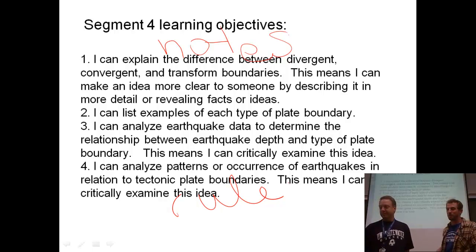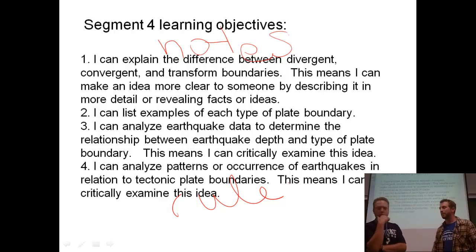Some of the things you should be able to accomplish by the end of this activity: you're going to be able to explain the difference between divergent, convergent, and transform boundaries. They did divergent in the last one, and convergent too. And we're going to get to transform in this one. Then you're going to be able to list examples of each of those three types.